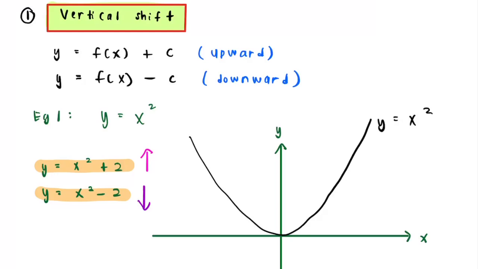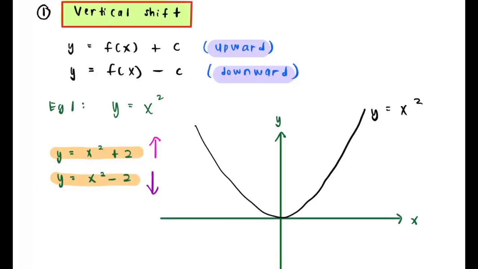In this chapter, we will learn on graphing techniques, which is transformation. So there are 4 types of transformation altogether. Let's see the first one, which is the vertical shift. So in vertical shift, we can shift it vertically. Either the graph will go upward or the graph will go downward.